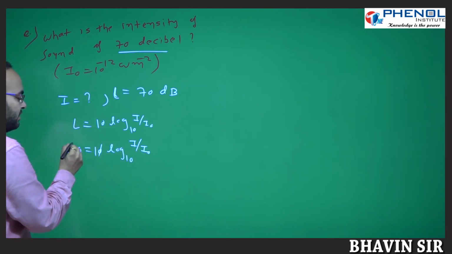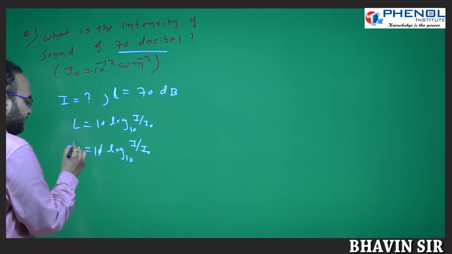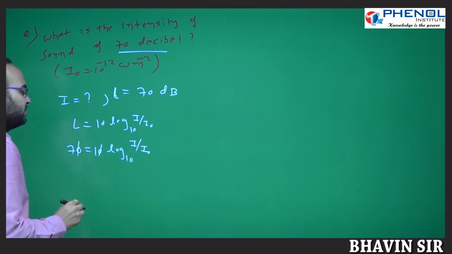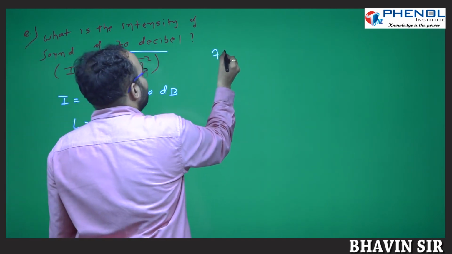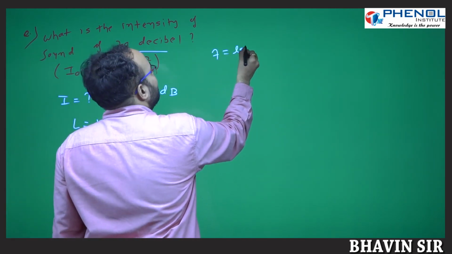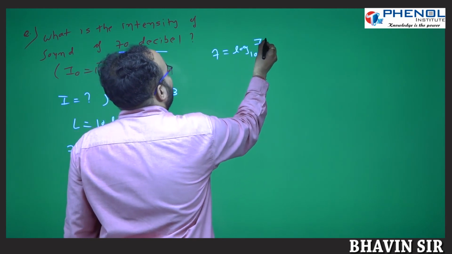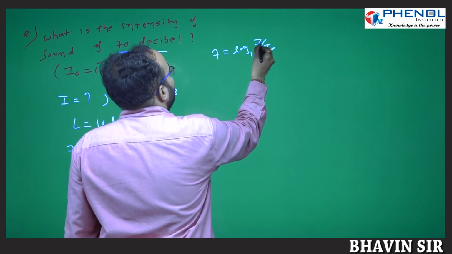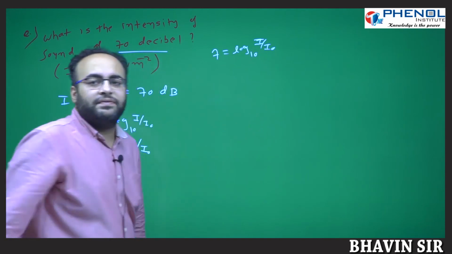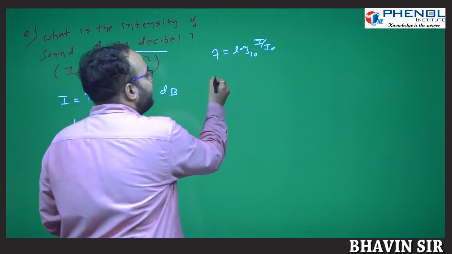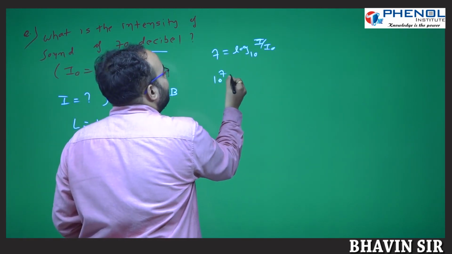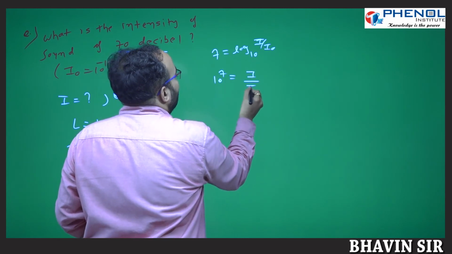Chalo, so sorry, the 0 0 cancel. So what is the answer? 7 equals log 10 I by I0. Now if we shift the 10, then it becomes 10 raised to 7. It is the property of log.